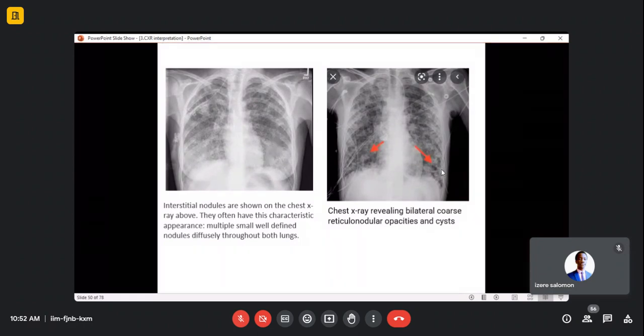When you see very well, this doesn't look like here. This is more of reticular nodular now. It's a mixture of reticular, like meshwork lines, and nodules.